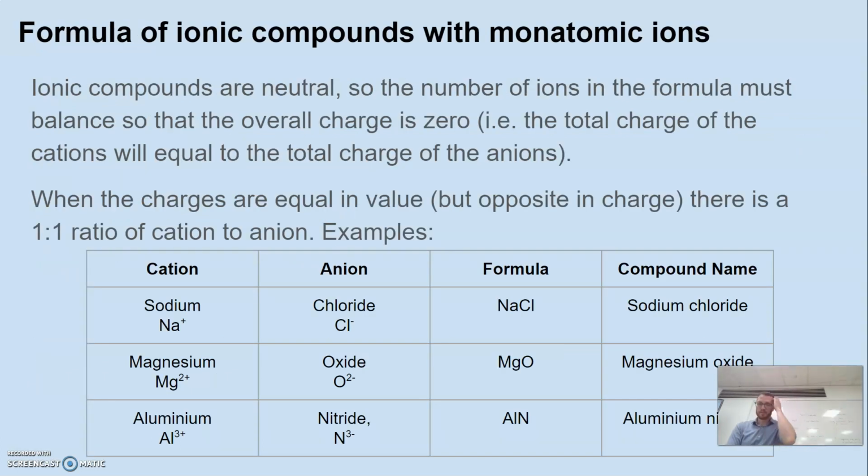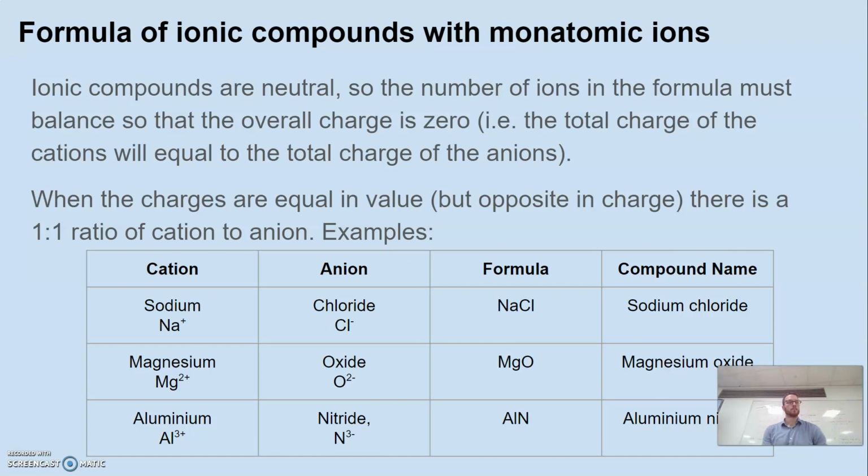So now let's think about formula. Ionic compounds are neutral. So the total number of ions in the formula must balance, so that the overall charge is 0. Or the total charge of all the cations will balance out the total charge of the anions. When charges are equal in value but opposite, there's a 1-to-1 ratio. If we take, say, the sodium ion and the chloride ion, we've got a 1+ and a 1- charge. Add them together, you get 0. So it's 1-to-1. NaCl, we get sodium chloride.